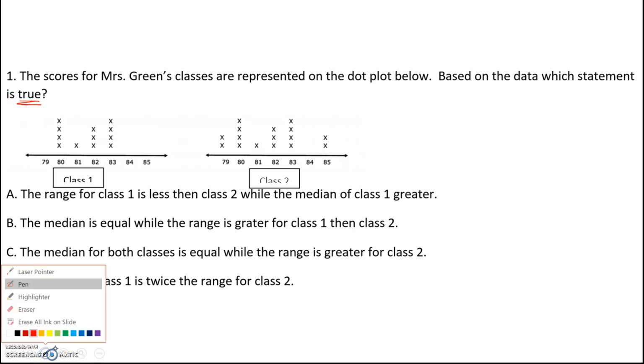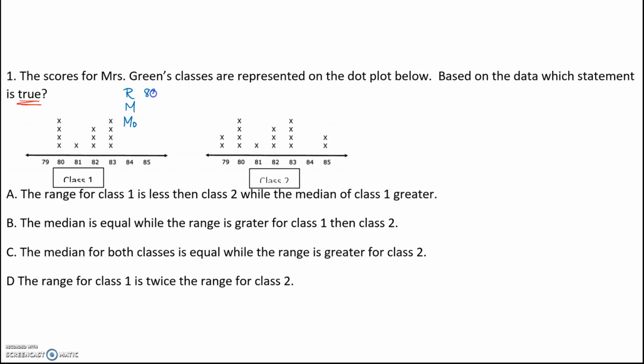Now, we know that first of all, before we start anything, we have to analyze our dot plots. So when it's a dot plot, we do range, median, and mode. So range, again, is the maximum minus the minimum. So the largest number with dots, 83, minus the smallest number with dots, 80, is 3.